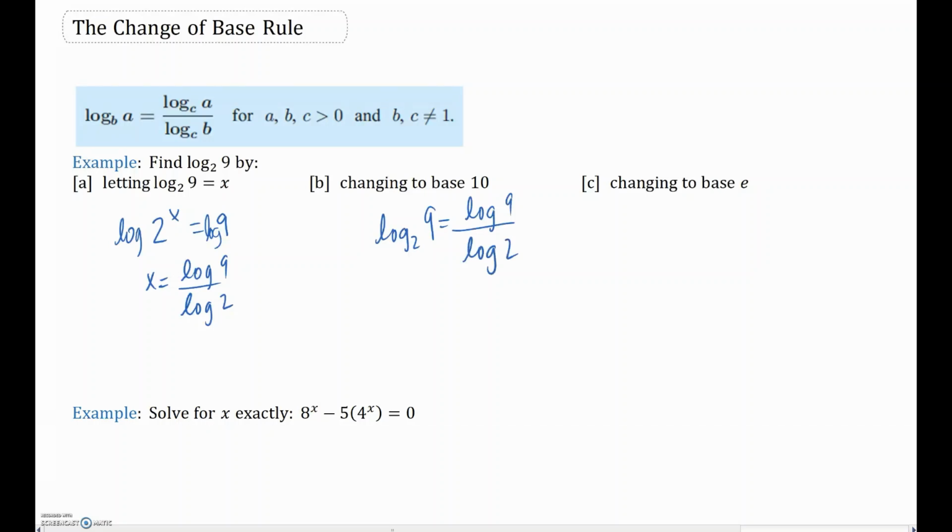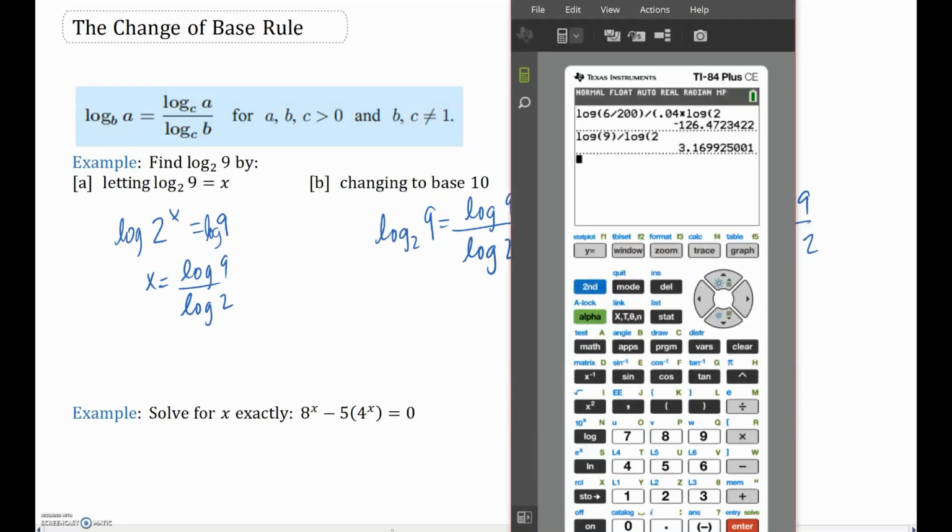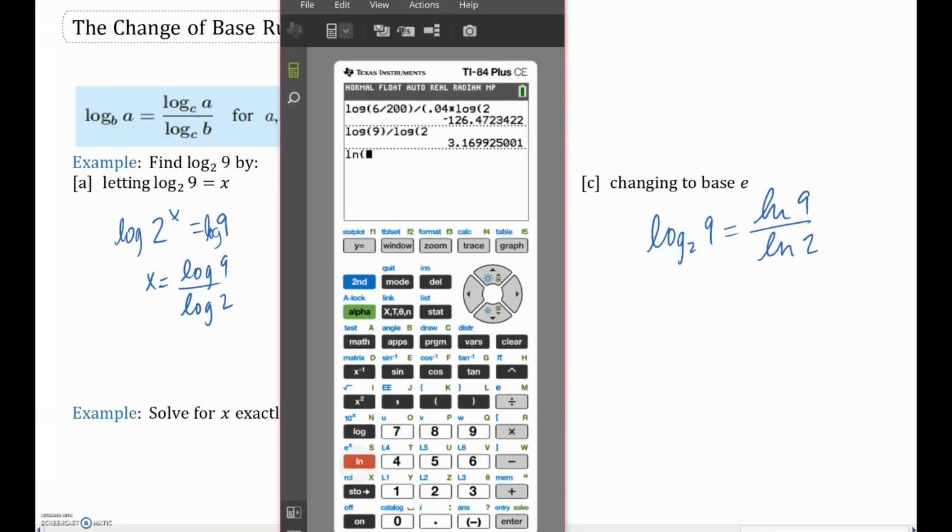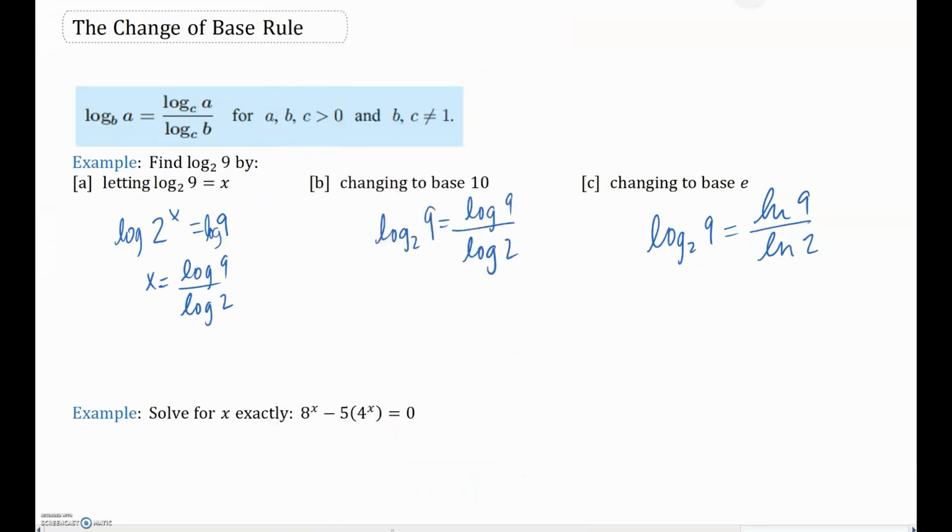What about if I go base e, log base 2 of 9? I want to change it to a natural log because I like that button better. So I'm going to go ln of 9 over ln of 2 according to the change of base formula. Let's go ln of 9 divided by ln of 2, and the calculator tells you the answer is also 3.16. So notice the calculator is agreeing with us that the change of base formula is fabulous and works well.